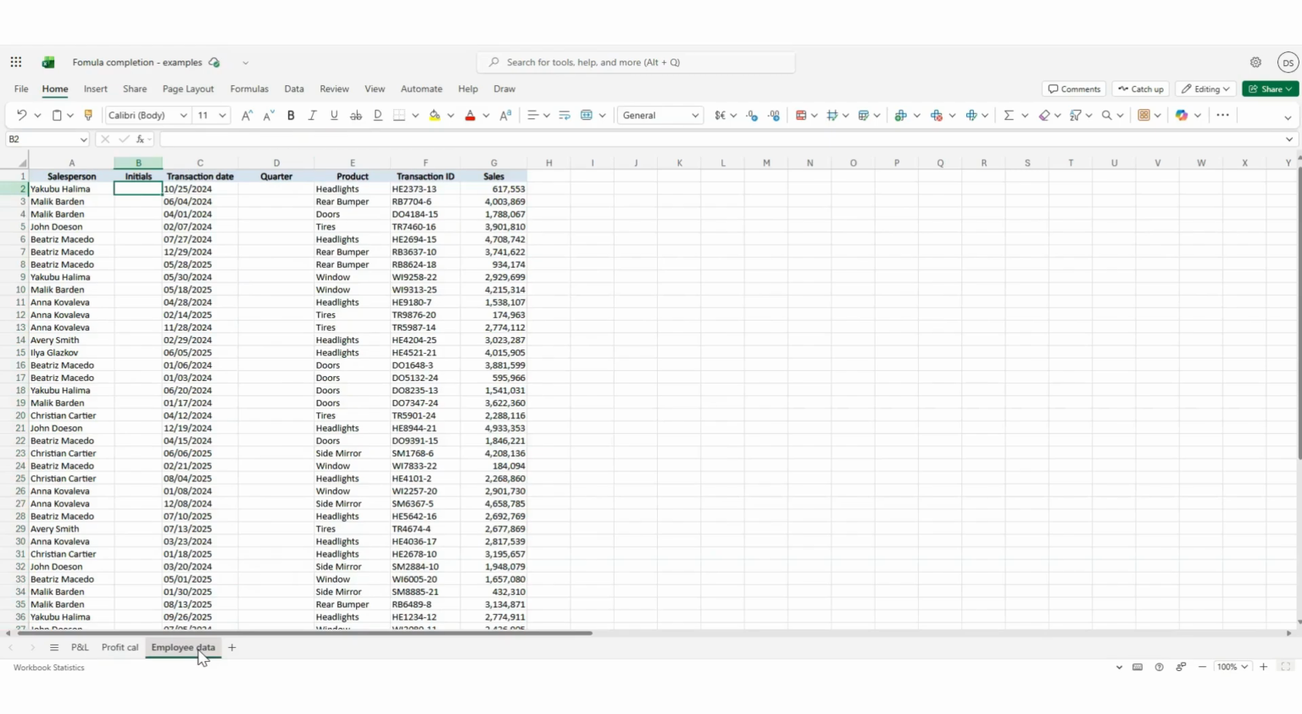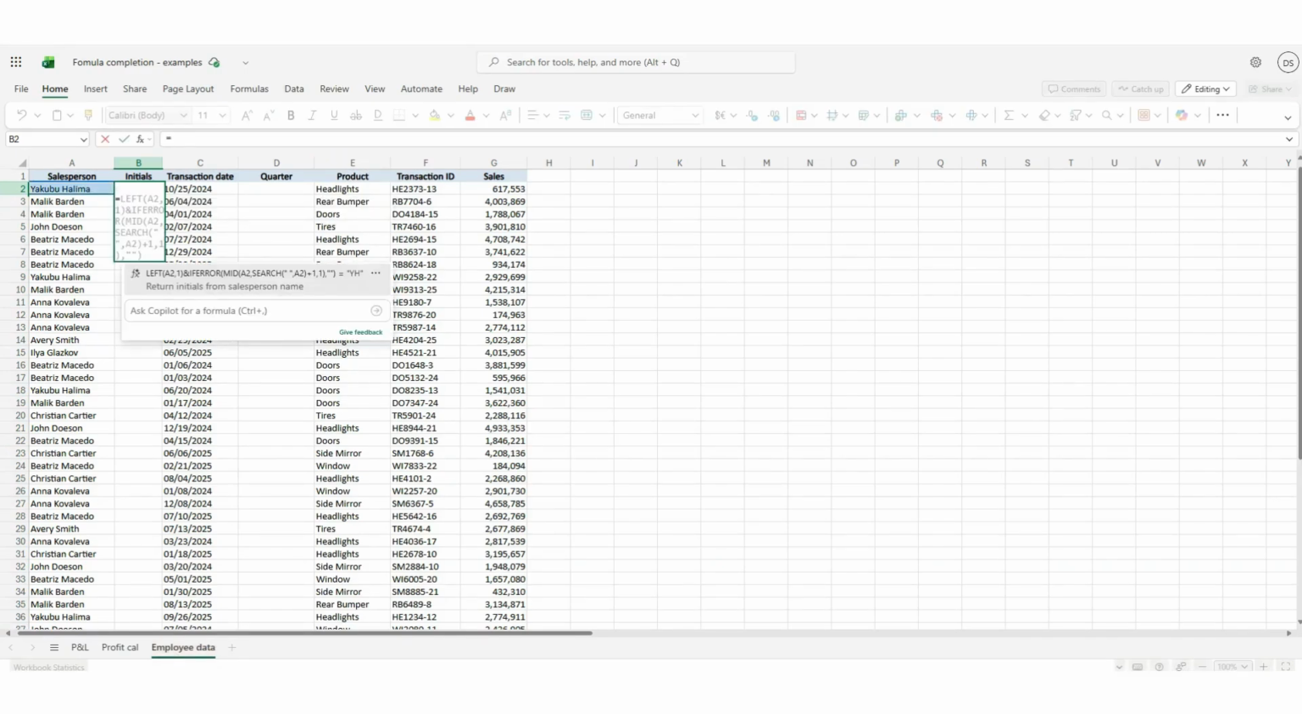Now let's look at this problem statement where we are looking to extract the initials of the salesperson. Let's see what Copilot suggests here. As you can see, this is not really a straightforward formula that you can think of probably in a minute. But Copilot actually took probably 2 seconds to figure it out.